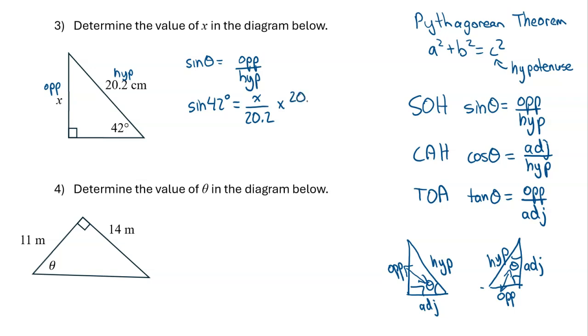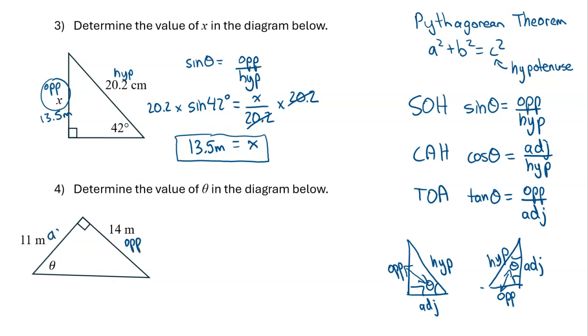And then we just multiply both sides by 20.2 in order to get x by itself. It cancels off on the right side. And we get x equals 20.2 times sine of 42 degrees. Make sure your calculator is in degrees, and you'll get the answer of 13.5 meters. Sometimes your calculator could be in gradians or radians, and so it's very important that you make sure it's in degrees when you calculate these. So there you go, 13.5, it's shorter than the hypotenuse, that makes sense.